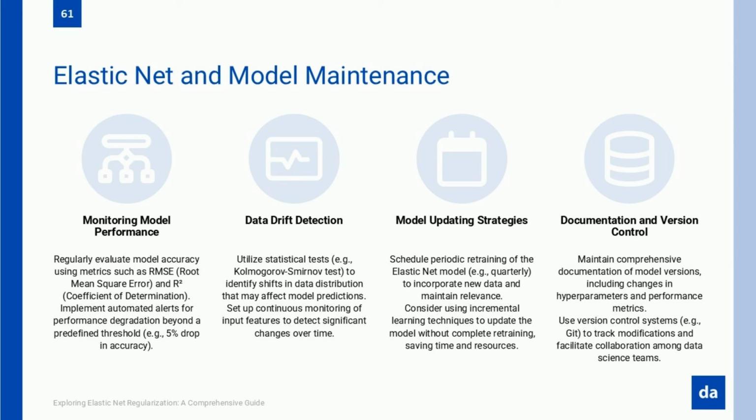By setting up automated monitoring, regular retraining, and feature audits, Elastic Net can continue to deliver high-quality predictions long after it was first deployed. But maintenance isn't just about performance. It's also about documentation and reproducibility, which is what we'll cover next.